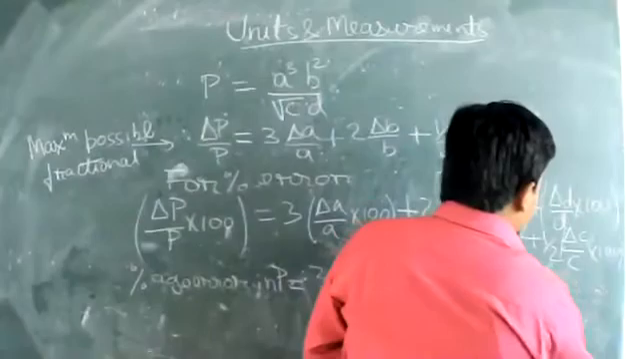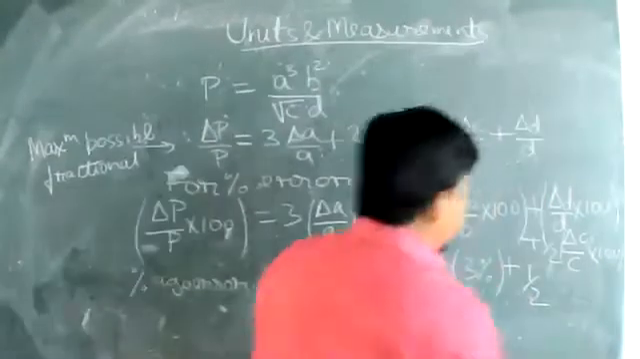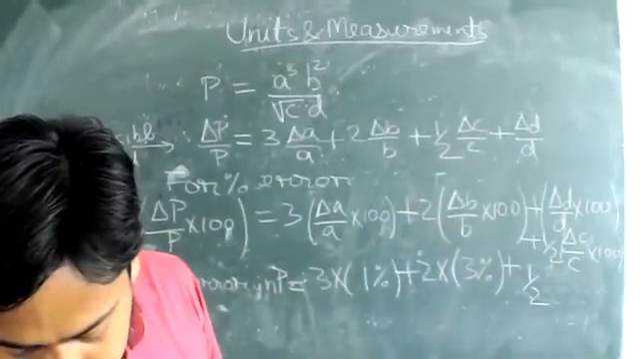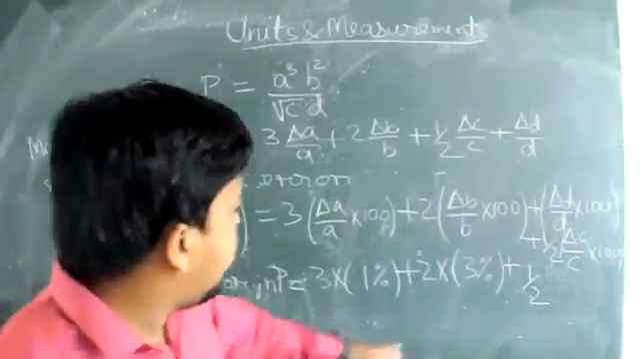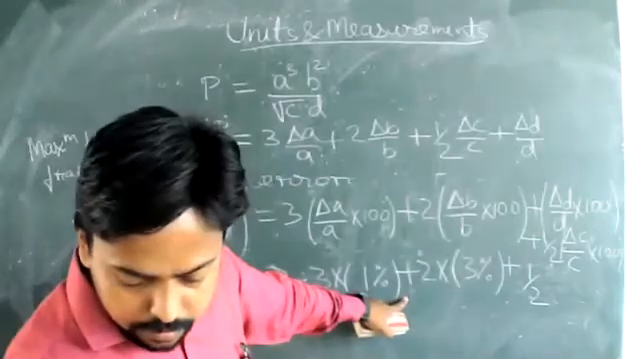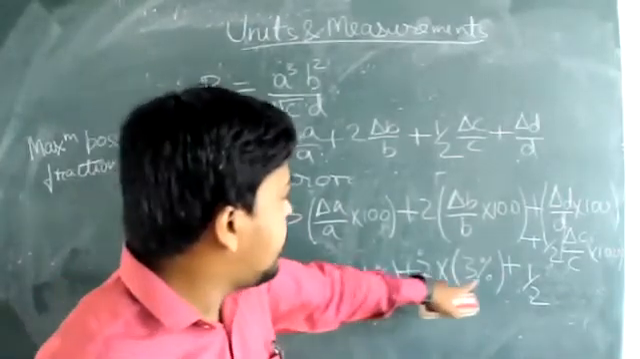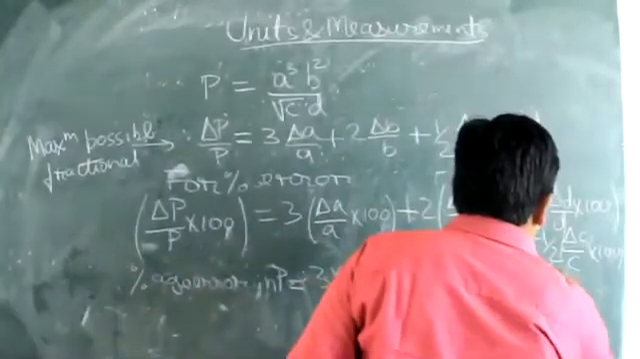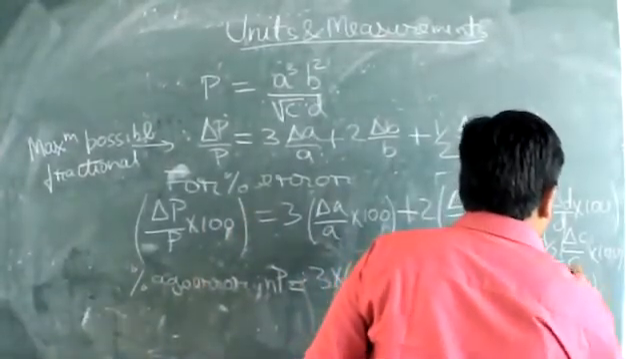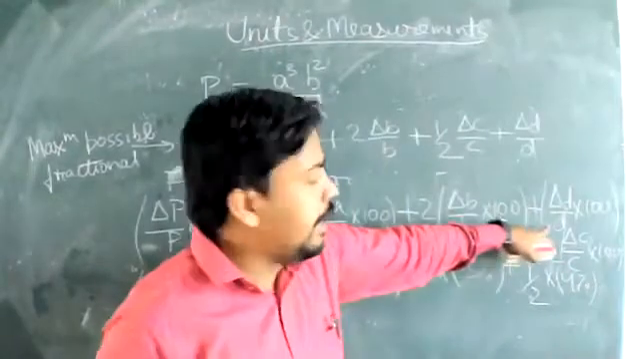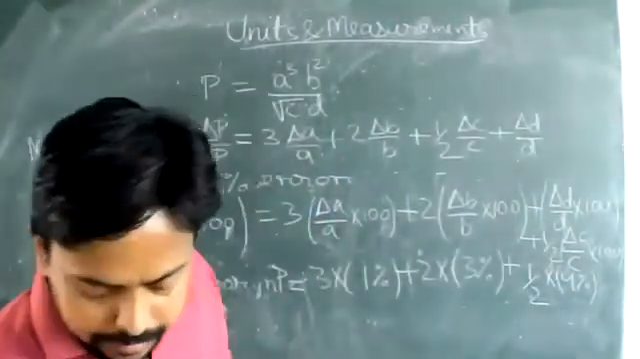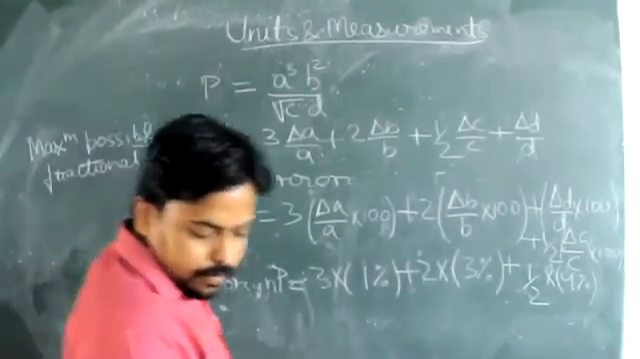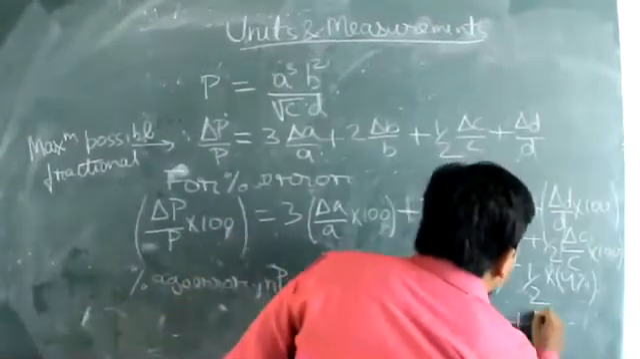And percentage error in C is how much? Percentage error in B is 3%. Percentage error in C is 4%. So half into 4%. And percentage error in D is how much? Percentage error in D is 2%. Plus 2%.